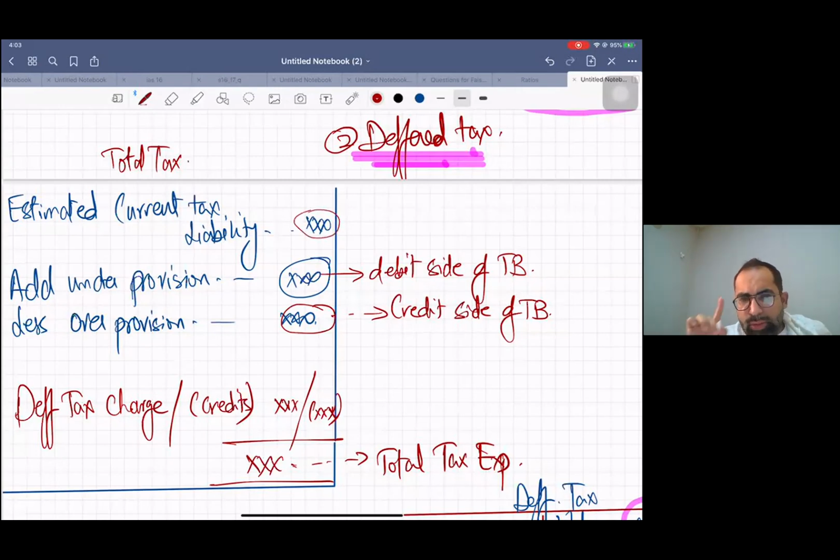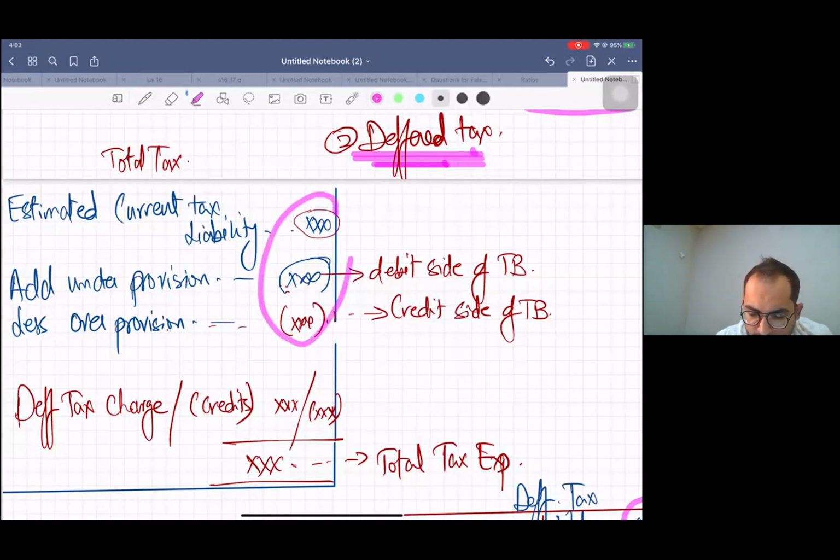Number two, from the trial balance, you have to pick one of two things: either under provision or over provision. If under provision is given, that's your expense. If over provision is given, then that's your income, so you need to subtract it. Add under provision and less over provision. Now this is your current tax.